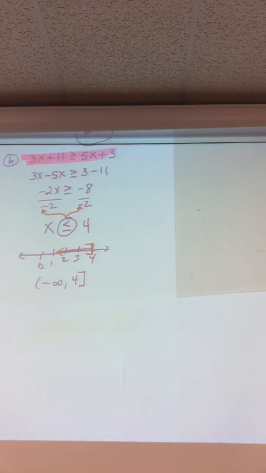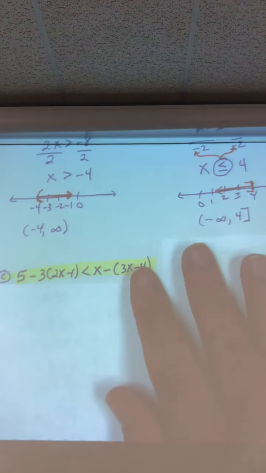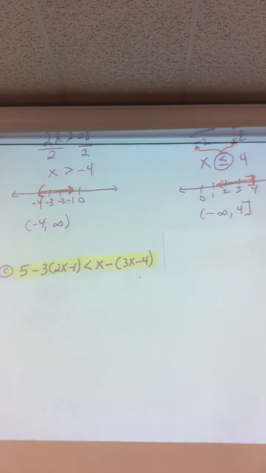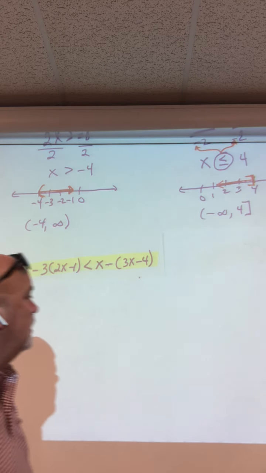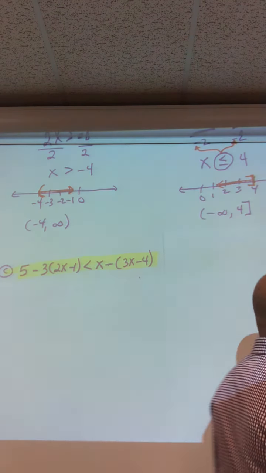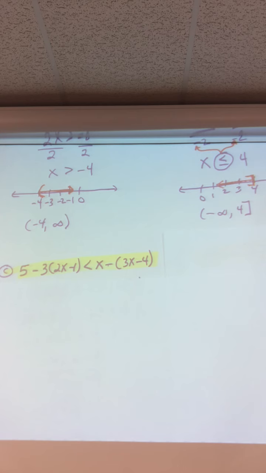All right, let's do 2 more to close out this section and this video. This is the one that I've been flashing up to you several times. So we've got 5 minus 3 times 2x minus 1 less than x minus 3x minus 4. Remember again, you can pause the video at any point if I get ahead of you.